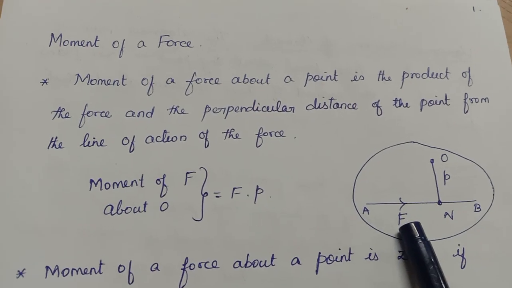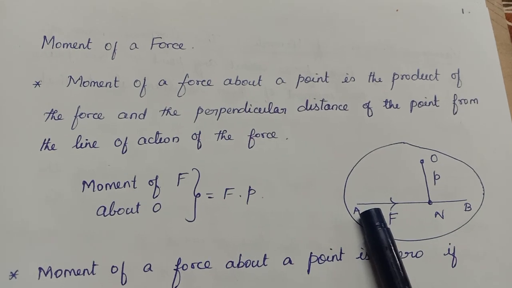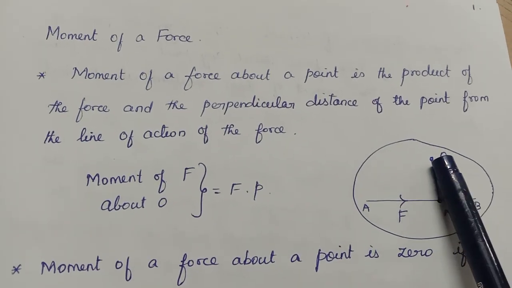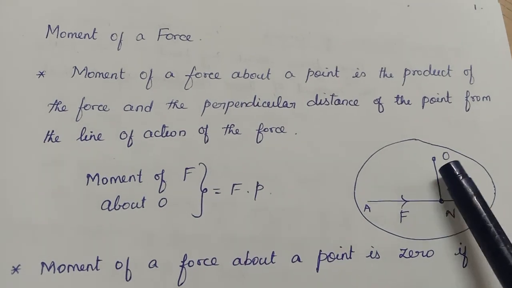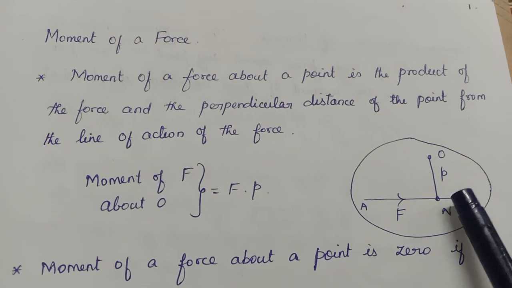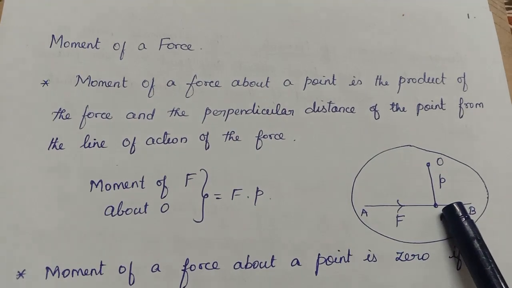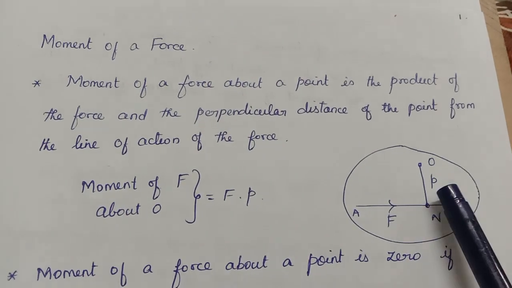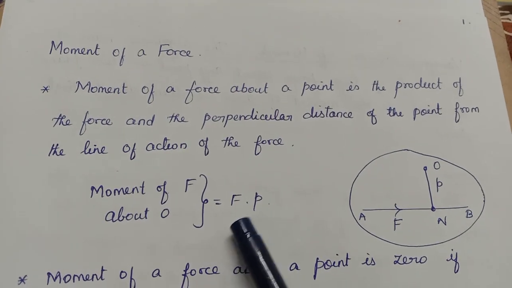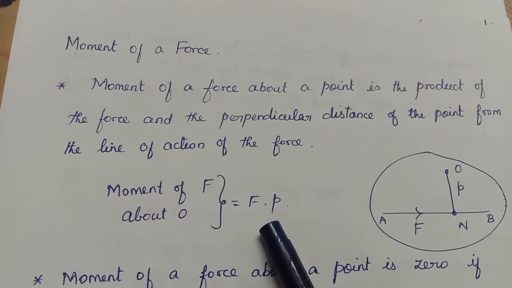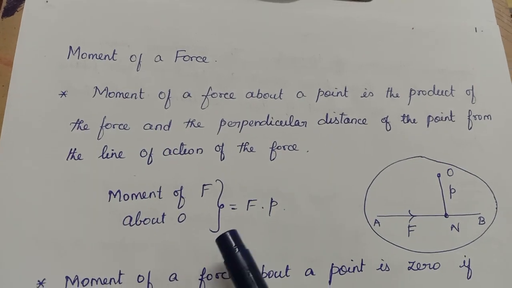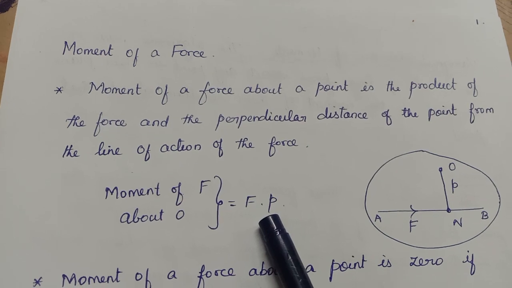Let us consider a force F which is acting along the line AB and let O be a fixed point. Okay, and this ON is a perpendicular drawn from O to the line of action of F. Let the length of this ON be equal to P. Then the product of the force and its perpendicular distance, F into P, is called the moment of F about O. Okay, so what is moment? The force into its perpendicular distance.